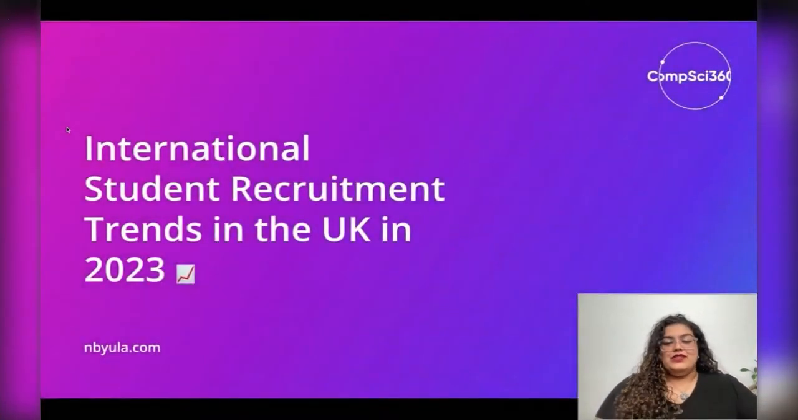Now for the topic that we have all gathered here for: International Student Recruitment Trends in the UK 2023.